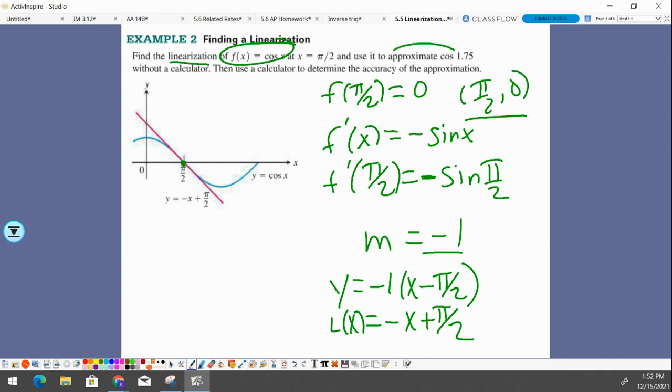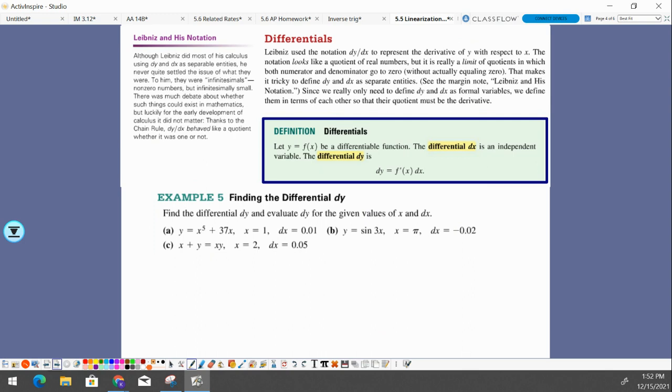I'm not going to worry about the approximation. As long as you can get the linearization, the equation, this is the important part. All right. And the second topic is differentials.